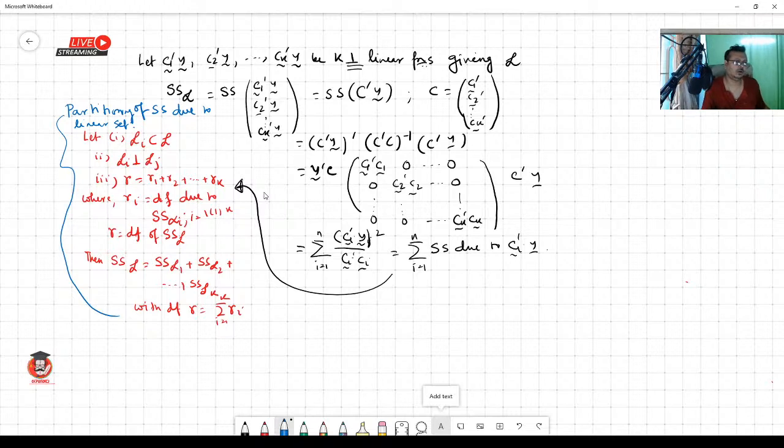And this happens because all these three are orthogonal complement spaces to each other. So this is the statement of Cochran's theorem. This is obtained just by generalizing this result. If you have any problem regarding this statement, please tell me.